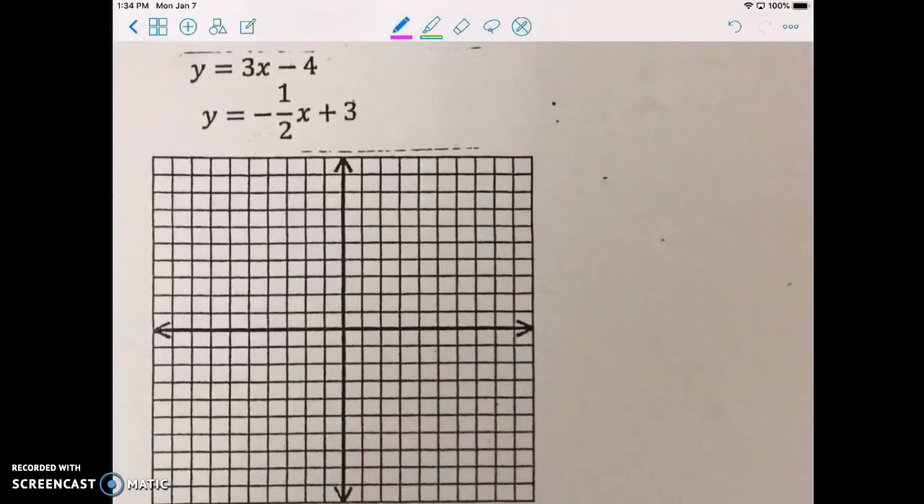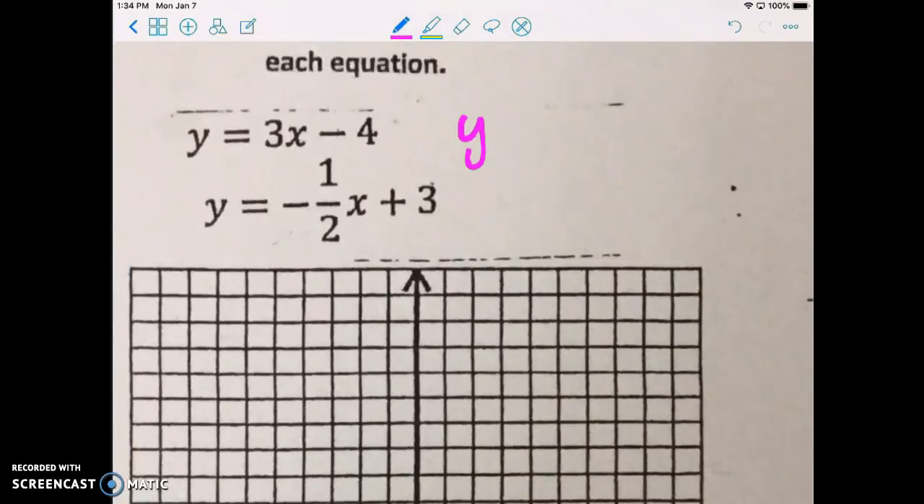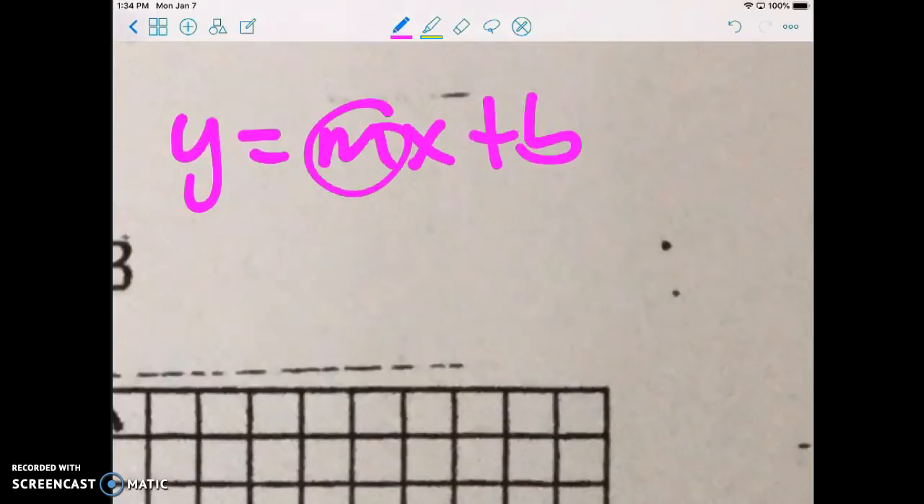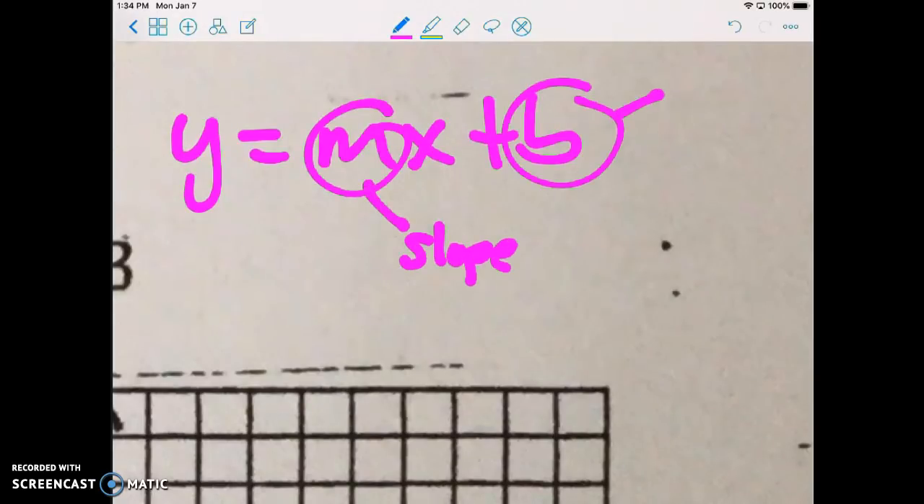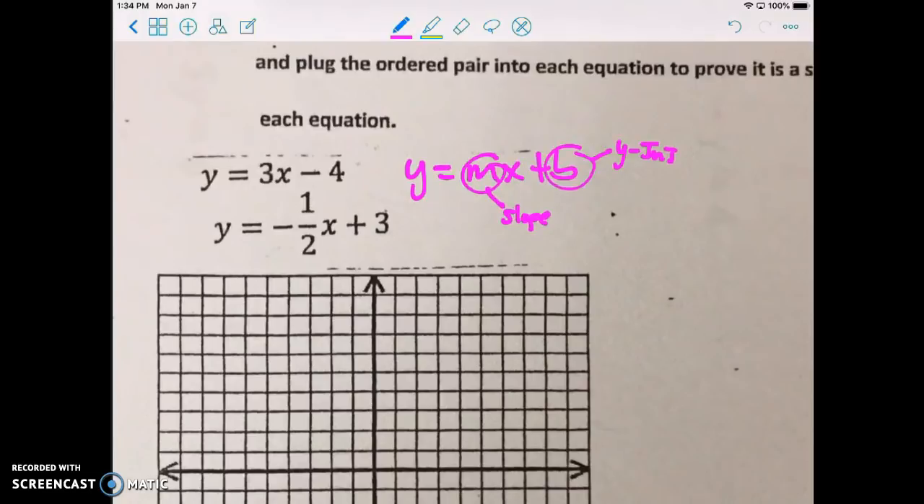The main thing you have to remember is, how do we graph? Remember that equations come in y equals mx plus b, where m is our slope and b is our y-intercept. I know you've been gone for the break, but those are two things we still need to carry on.